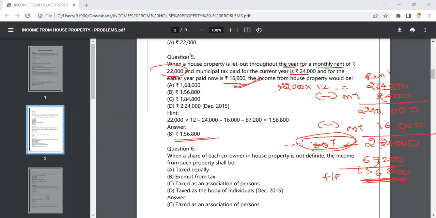Yes, 30% is fixed in income from HP. So in the previous problem also, we did 30%. Whatever you do, you have to do 30% only over here. Okay, so hope you people have understood this question. Now I'll go with the next question.